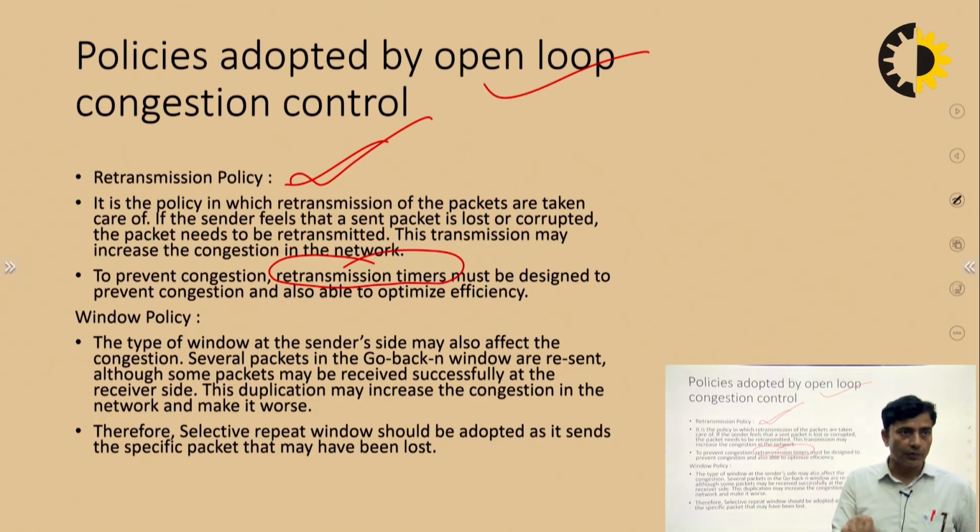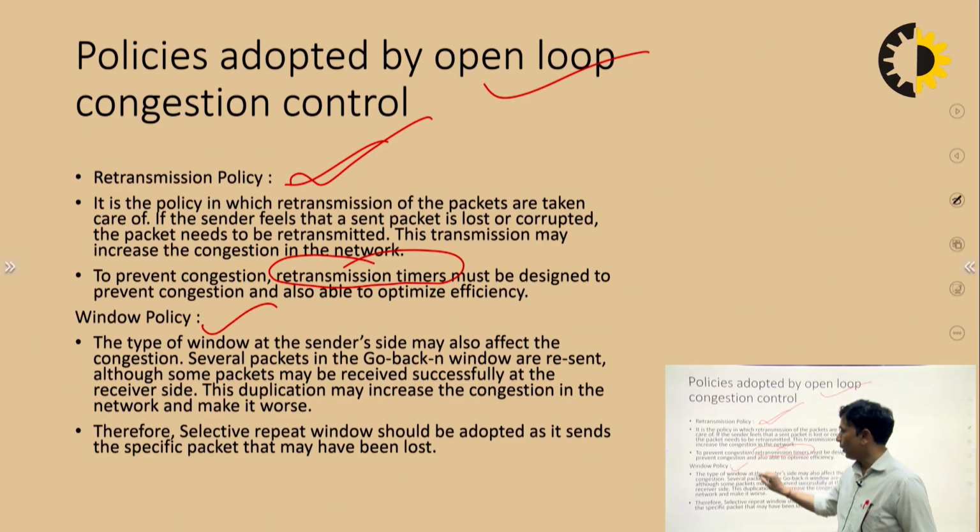So this is the process to reduce the number of frequent retransmissions, because retransmission may create overloading or congestion. So this is the retransmission policy. That means you cannot retransmit immediately. There is a timer. When the timer expires, then you can retransmit. So this frequency can be reduced by using this.